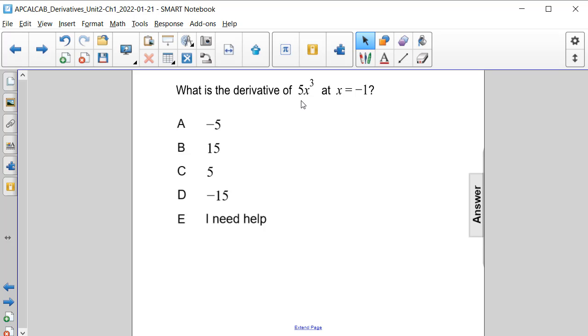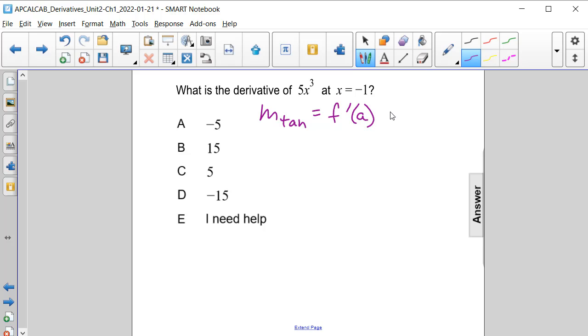What is the derivative of 5x cubed at x equals -1? Well, we know that the slope of the tangent line at this x value of -1 will be equal to f prime of a. And that is also equal to the limit as x approaches a of f of x minus f of a, all divided by x minus a.